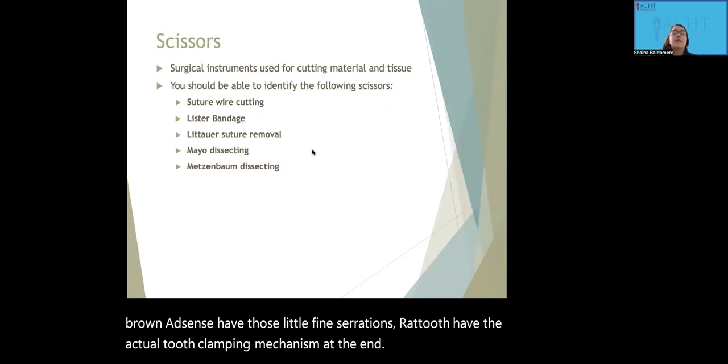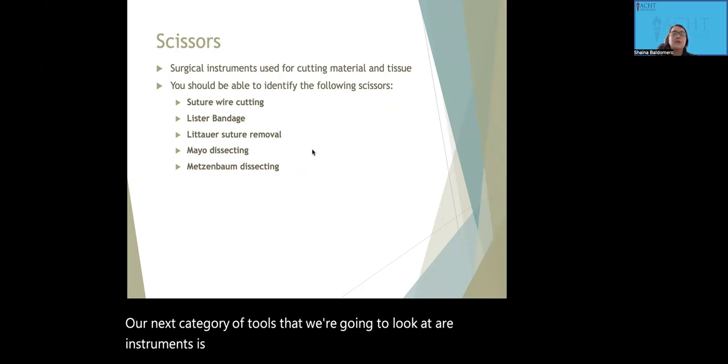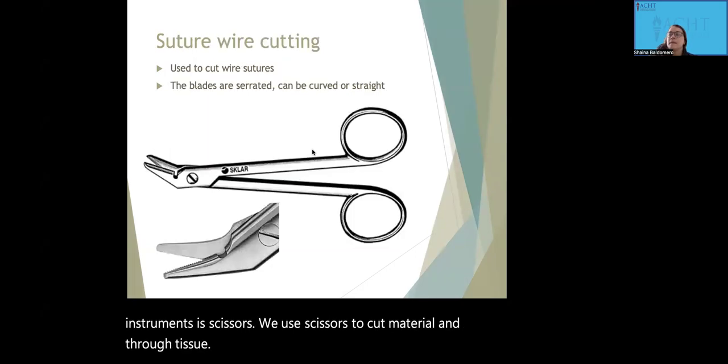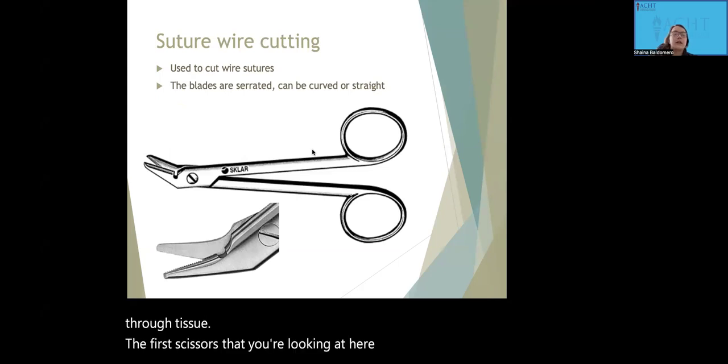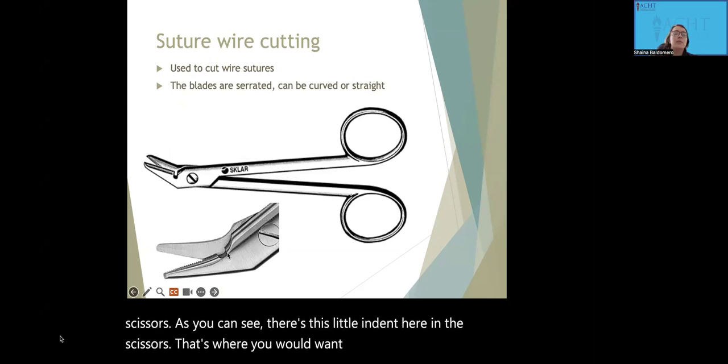Our next category of instruments that we're going to look at is scissors. We use scissors to cut material and through tissue. The first scissors that you're looking at here are suture wire cutting scissors. As you can see, there's this little indent here in the scissors. That's where you would want the wire to go before you then clamp down to cut the wire.